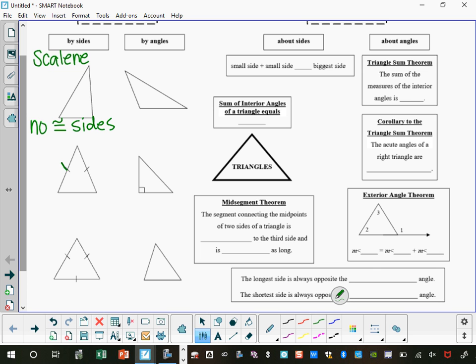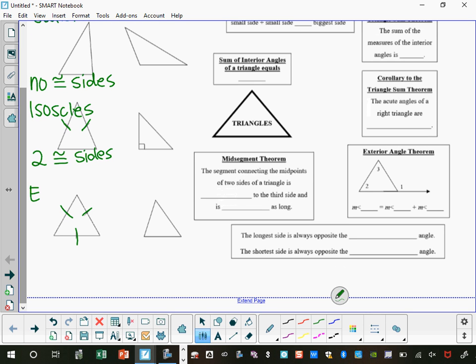All right, my second triangle, I have 2 congruent sides. Tell me, what's the name of that going to be? Isosceles. An isosceles triangle will have 2 congruent sides. And in the last one, I have 3 congruent sides. What is that going to be? Equilateral. I have 3 congruent sides.